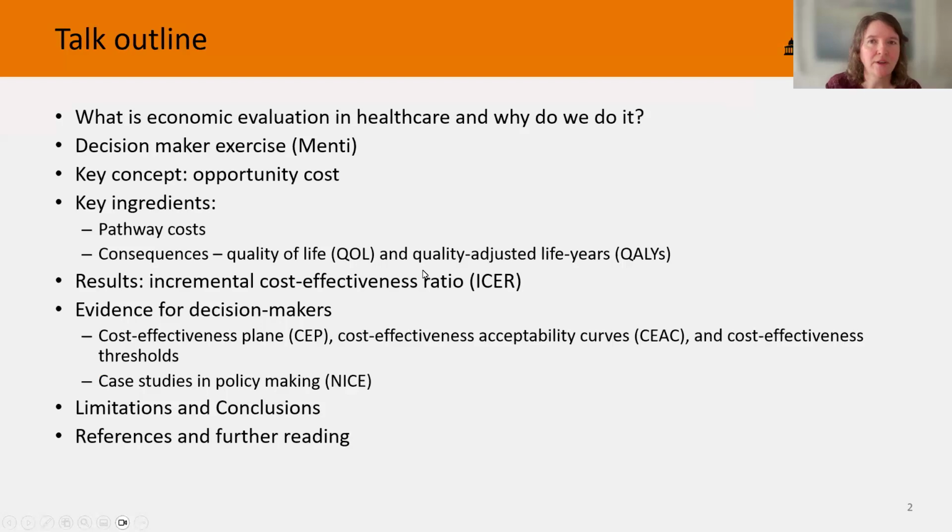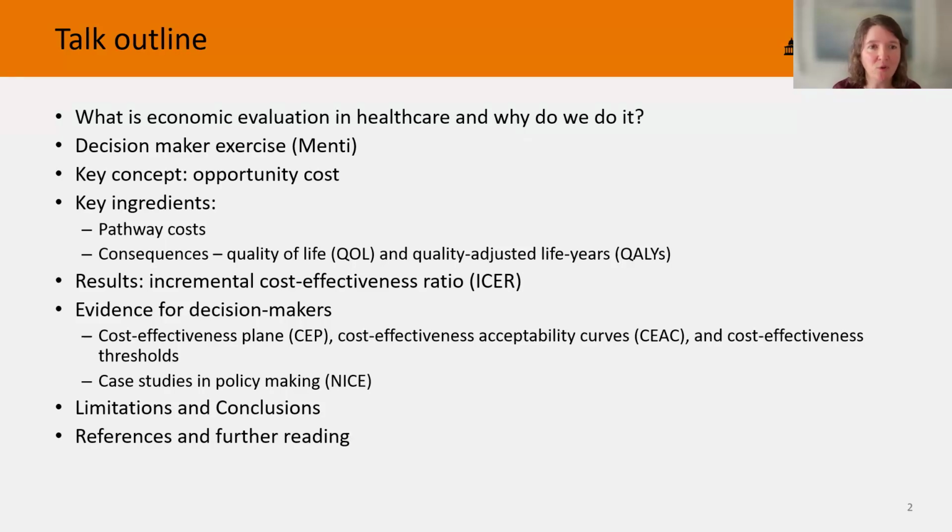So here's an outline of the talk. We're going to talk about what is economic evaluation in healthcare and why do we do it. We'll have a little exercise for you to do by yourselves and send me some ideas through Mentimeter. Then we'll talk about a key concept, which is opportunity cost, and some key ingredients in health economic evaluation, which are pathway costs and consequences. So we'll talk about quality of life and quality adjusted life years, or QALYs. We'll talk a bit about the results of analysis and what it looks like, what it means.